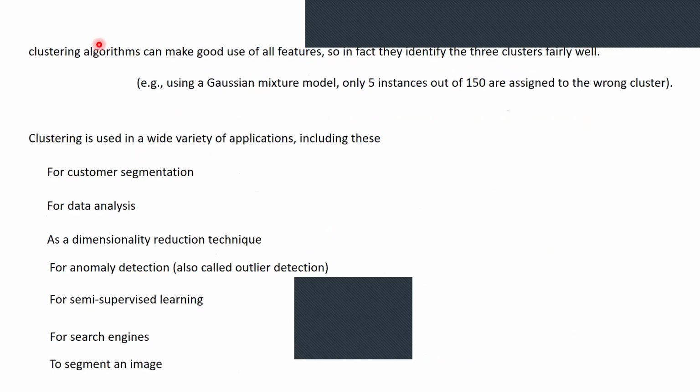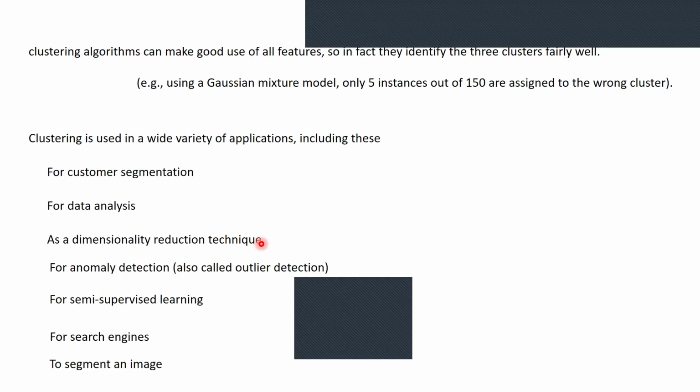Coming to the use cases of clustering, we have some use cases. One is customer segmentation. In customer segmentation, we group customers into clusters. For example, for marketing and for recommendations to them. Those come under customer segmentation. Next is data analysis: group the data into clusters and analyze the clusters separately.